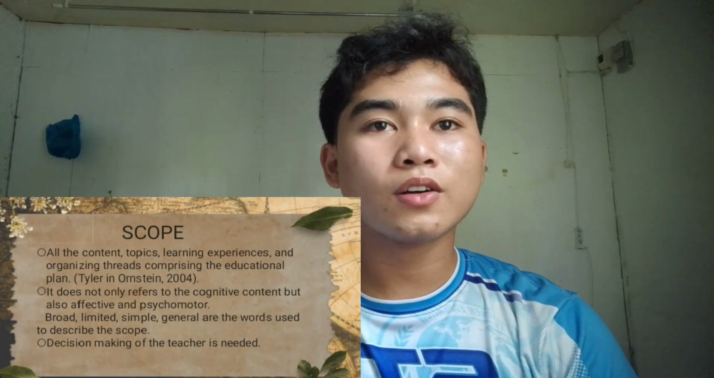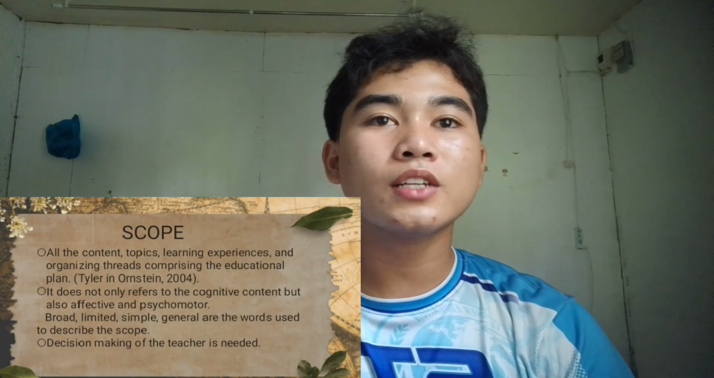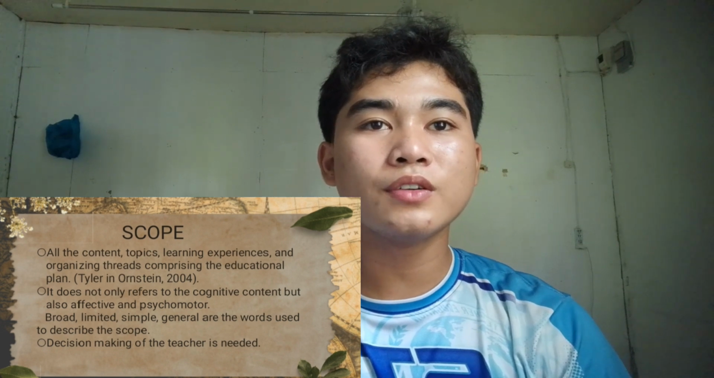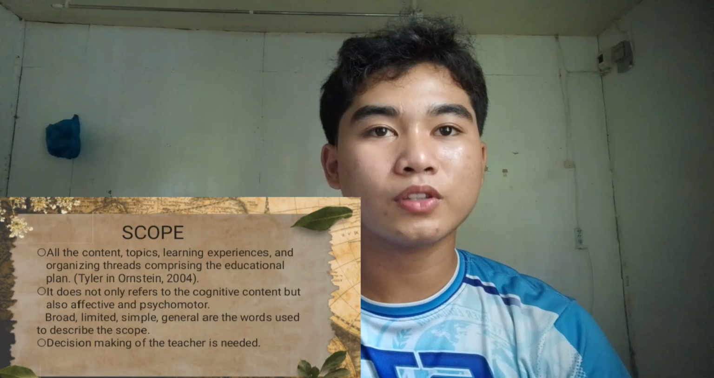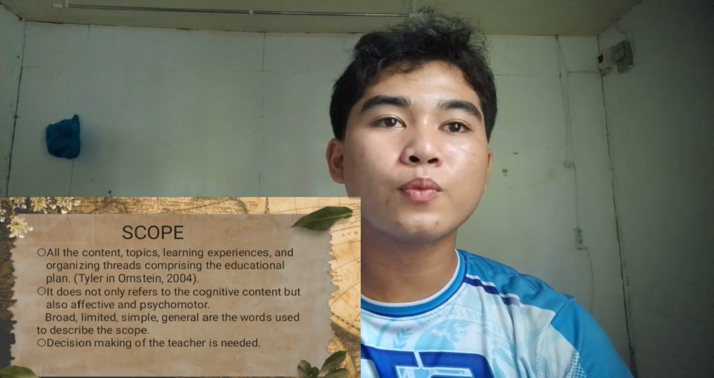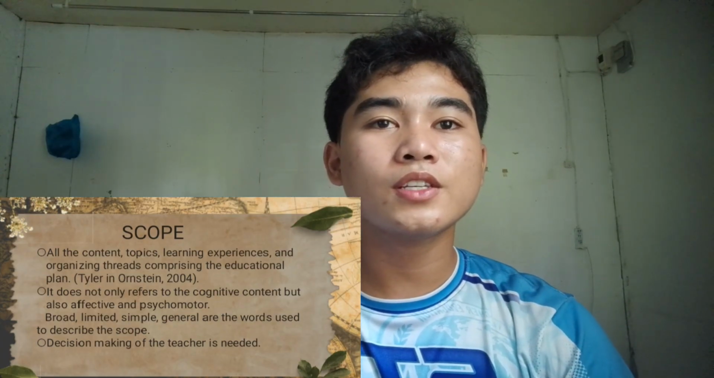Okay, scope is all the content, topics, learning experiences, and organizing threads comprising the educational plan, and that is according to Tyler and Ornstein 2004. Now, it does not only refer to the cognitive content but also affective and psychomotor. Broad, limited, simple, and in general are the words used to describe the scope. Then, decision making of the teacher is also needed. Now, in simple words, scope is the coverage of the curriculum.